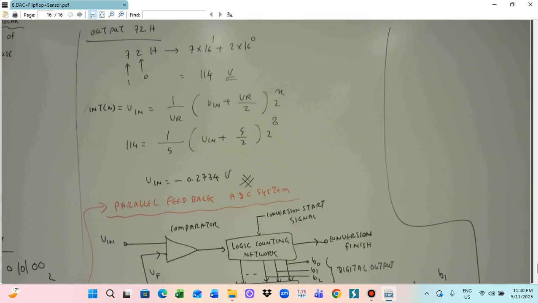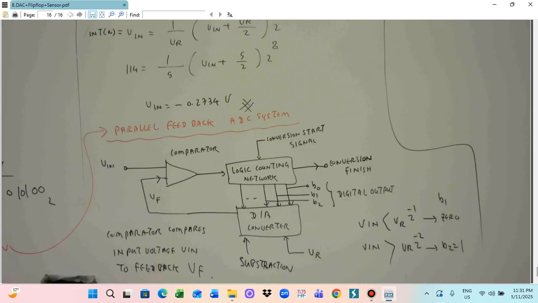For the output 72H, we convert it to the decimal value: 7 multiplied by 16 power 1 plus 2 multiplied by 16 power 0, so you get 114. So INT equals 1 by VR multiplied by Vin plus VR by 2 multiplied by 2 power n. Here INT is 114, VR is 5, Vin is unknown, and the second term is 5 by 2 into 2 power 8. So we get Vin as minus 0.2734 volt.